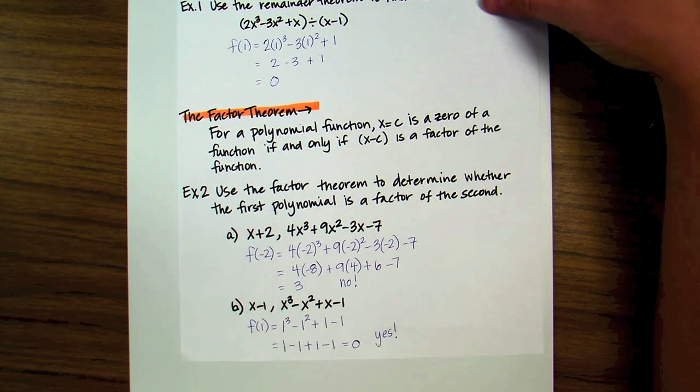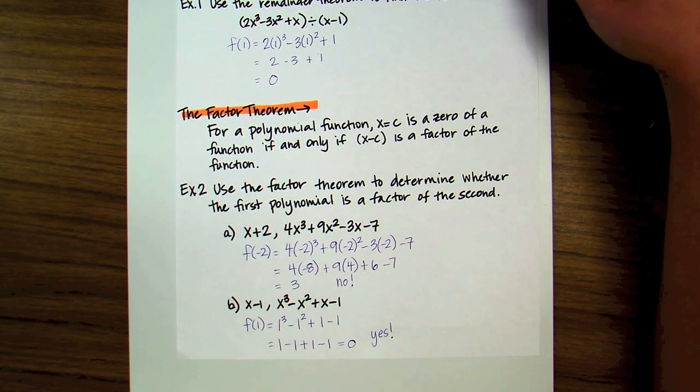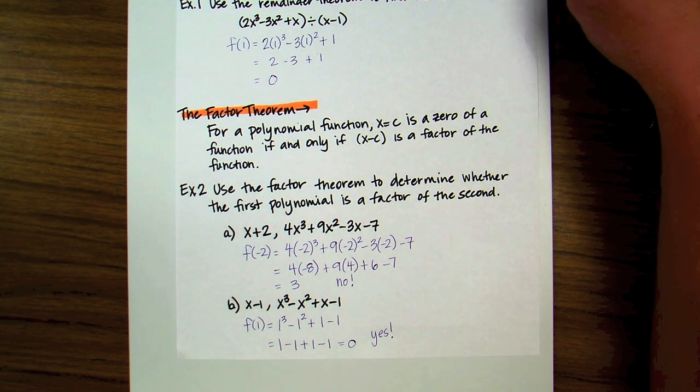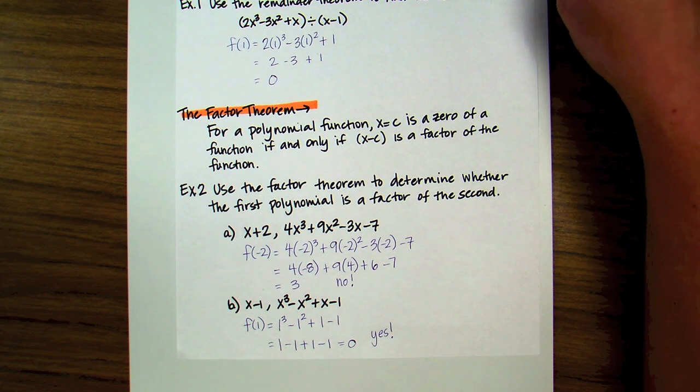Okay, so the factor theorem just said if you do that division of a polynomial by x minus c and you get 0 as your remainder, then of course the 0 remainder means that that is a factor of the function, and that means that that c value is a root or a 0 or an x-intercept. Okay, there's example number 2.